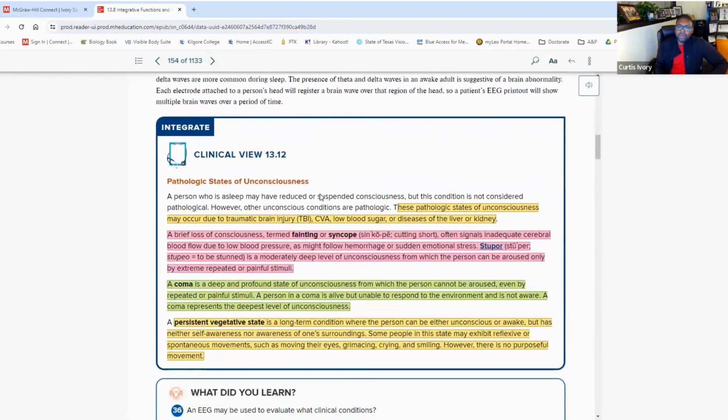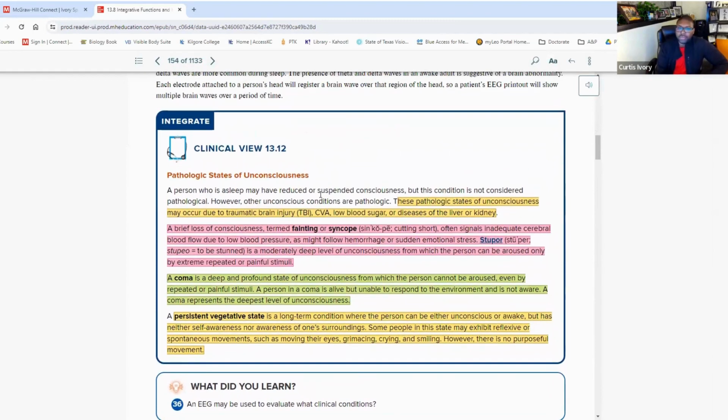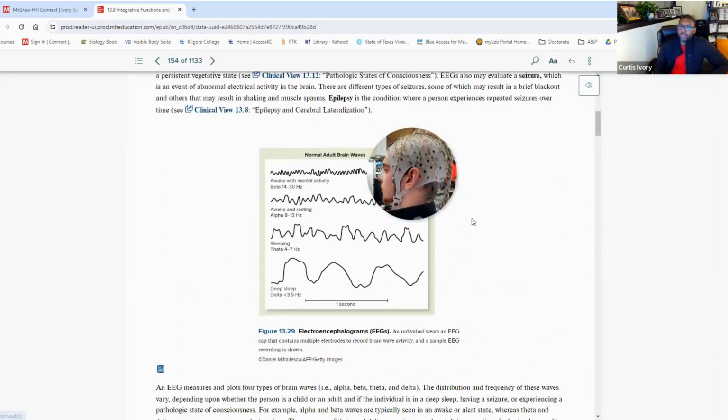Now, there are some different levels of unconsciousness. So in this picture up here, it's showing us different waves. There's beta waves, alpha waves, theta waves, and delta waves. So beta waves are going to show us brain waves of when we are awake and when we're having mental activity.